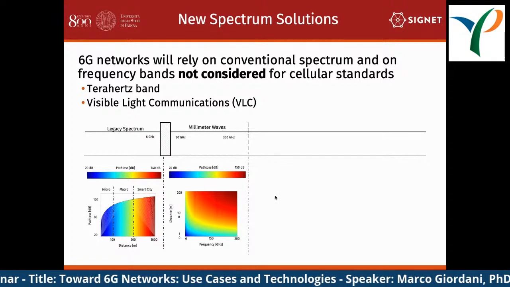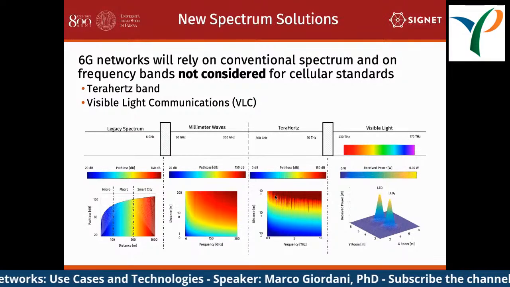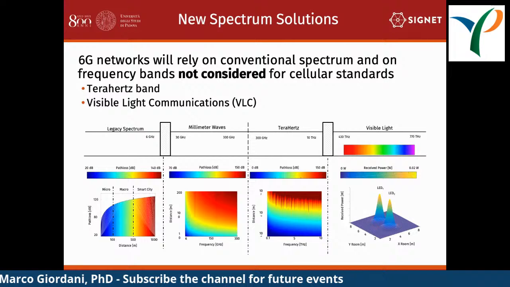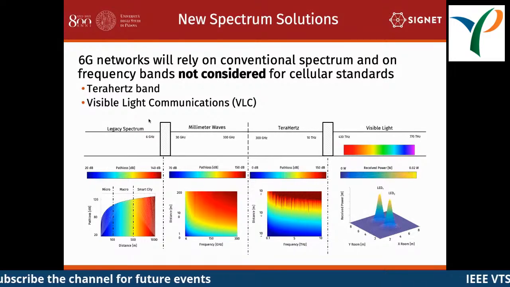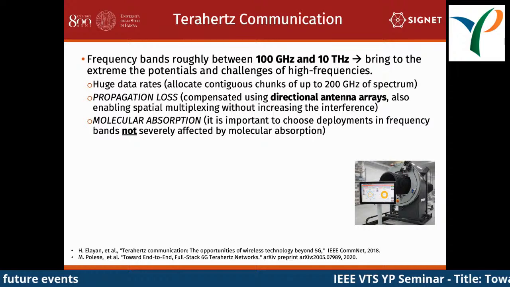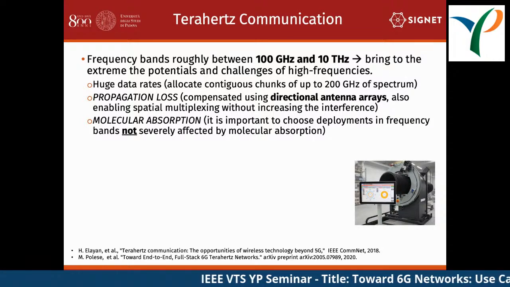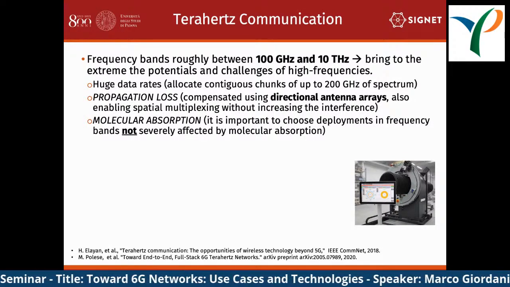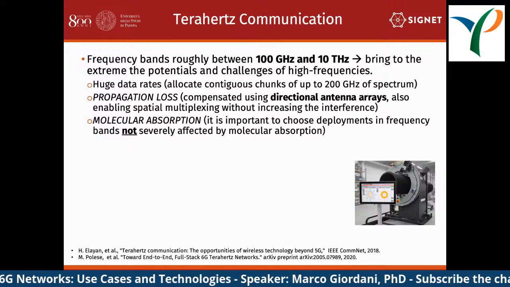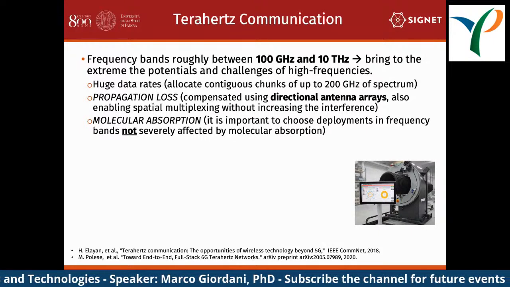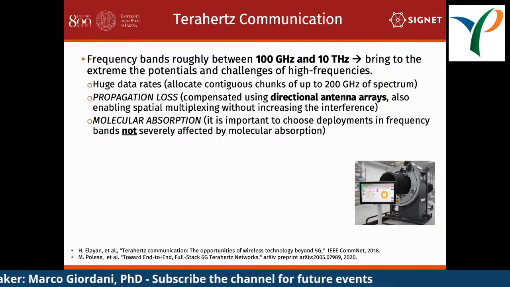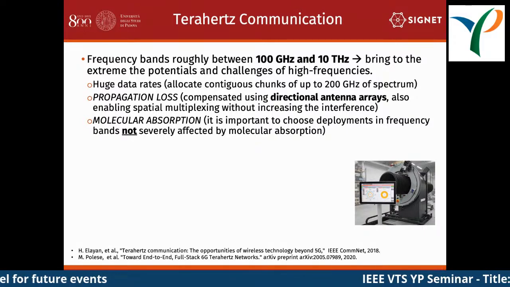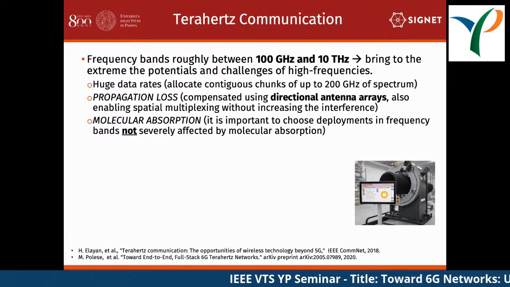And the answer is yes, and we can do that by leveraging the terahertz bands and the use of visible light to communicate. So let's review the two technologies separately. So let's start with the terahertz. The terahertz frequency band operates between 100 gigahertz and around 10 terahertz. And compared to millimeter waves, we can practically bring to the extreme the potential of high frequency connectivity. And we can enable data rates in the order of hundreds or even thousands of gigabits per second, which is pretty much in line with the boldest 6G requirements I've described before.